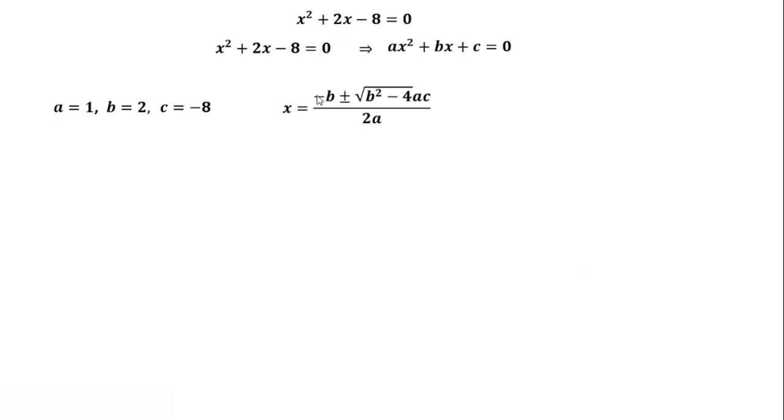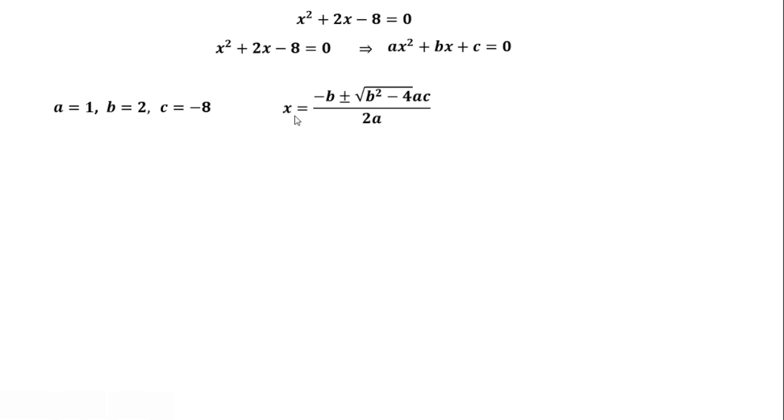Okay, so we are going to use the formula x equals negative b plus or minus the square root of b squared minus 4ac over 2a. So this is the quadratic formula that we are going to use to solve the question.